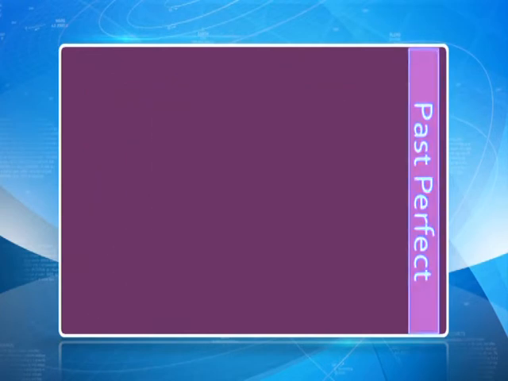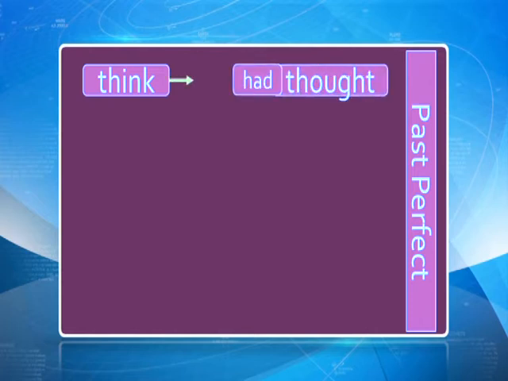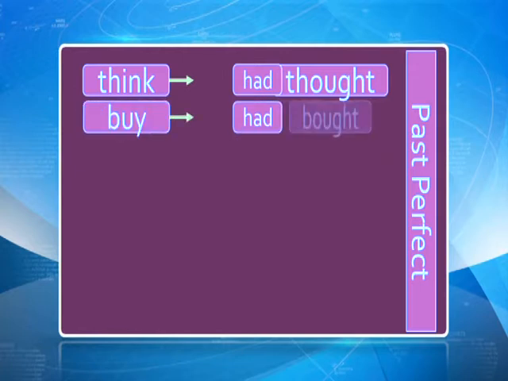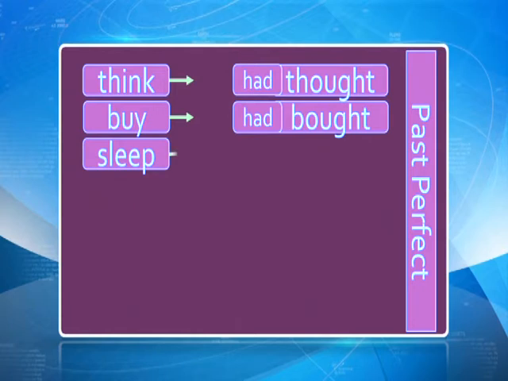Now, with the past participle, we can come up with the past perfect. We can conjugate any verb in the past perfect simple tense, and that's by just adding the auxiliary verb had. So think, the past perfect is had thought. For the verb buy, the past perfect is had, and the past participle of the verb buy is bought, had bought. And next one is sleep, and the past perfect is had slept.